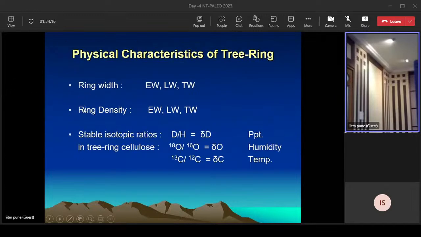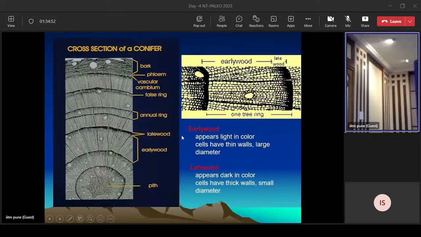These are the different characteristics of tree rings which can be used for dendroclimatic studies: early wood width, late wood width, total ring width, ring density, early wood density, late wood density, total ring density, and stable isotope ratios in tree rings, that is delta D, delta O, delta C. These parameters can be used for reconstruction of corresponding climate parameters. The cross section shows the growth pattern: early wood, late wood. Early wood and late wood combined form one ring, a real ring. And this is early wood, late wood.